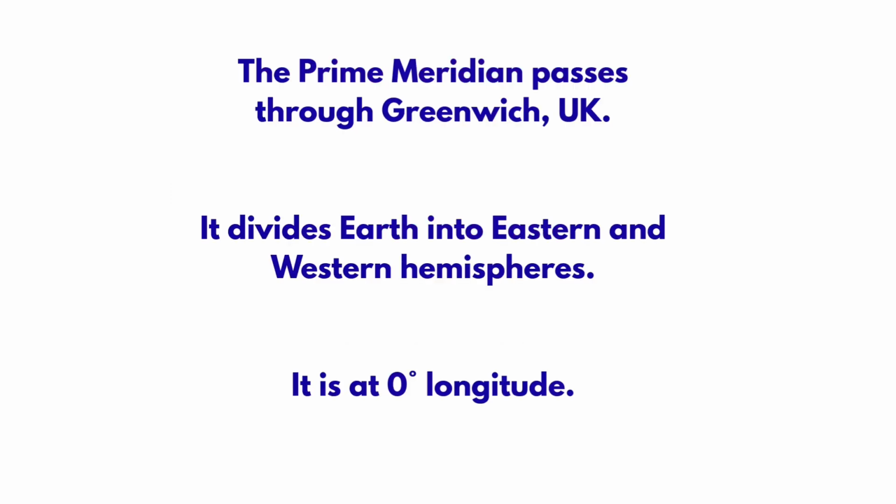An imaginary vertical line running from the North Pole to the South Pole that divides the earth into the Eastern hemisphere to the east and Western hemisphere to the west. Longitude is 0 degree, that is, it passes through Greenwich, UK. Importance of prime meridian: it is used as the starting point for measuring longitude and for the time zones.